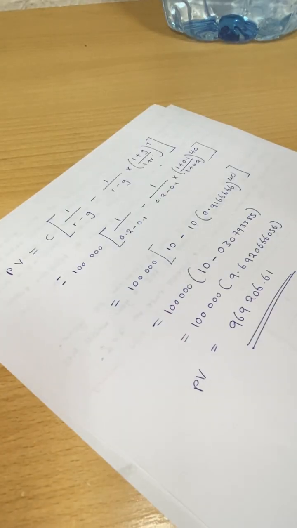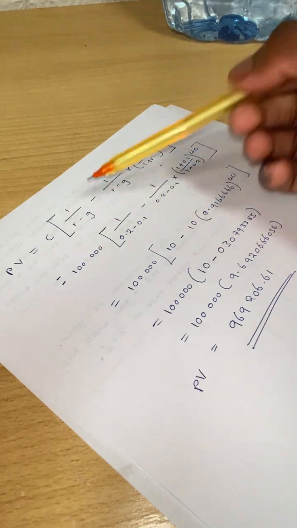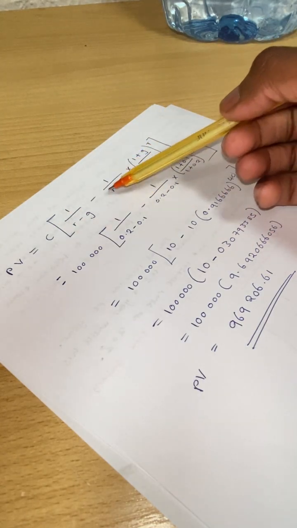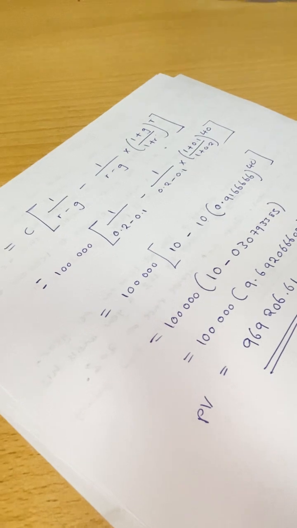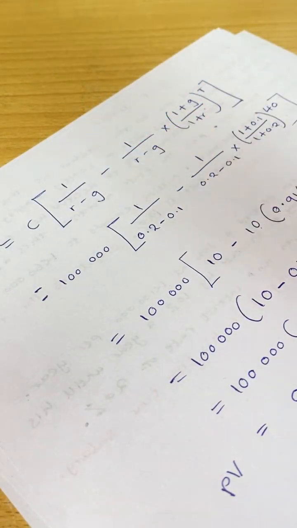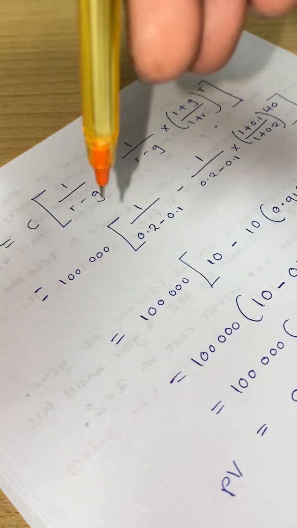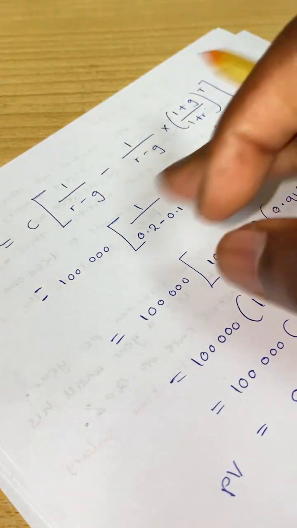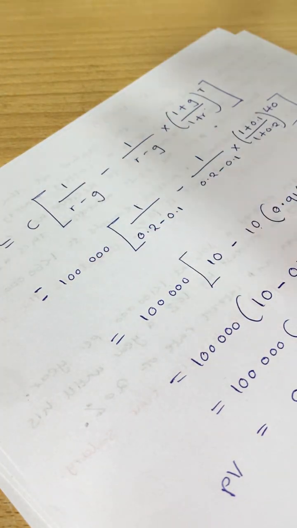So just a quick recap. For a growing annuity, the formula we said is this one. There is an introduction of G. So in the formula, R stands for the interest rate, G stands for the percent at which your cash flow is growing. And in the question, we were told that the person is to have a cash flow of 100,000. So we replace what we had in the formula.